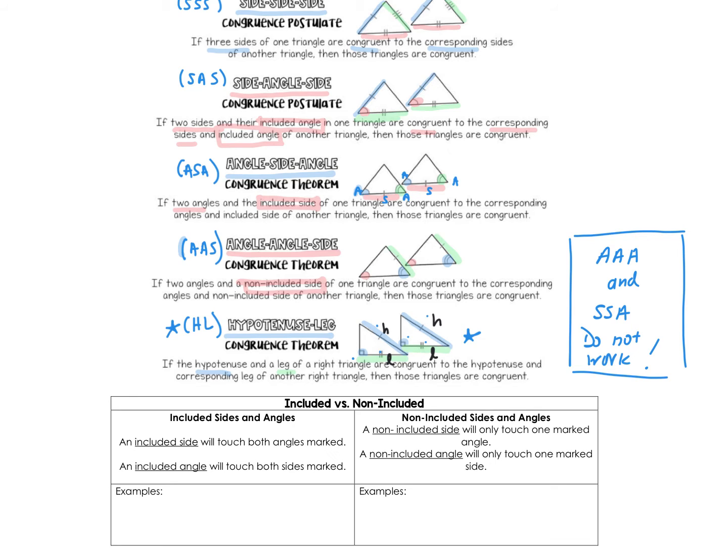We would write hypotenuse leg. In the case of angle, angle, angle, AAA would create similar triangles, not necessarily congruent triangles. Okay, so watch out for those two methods.